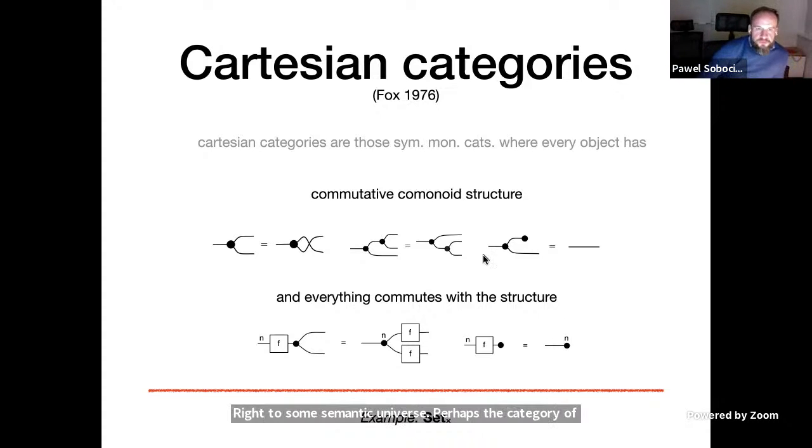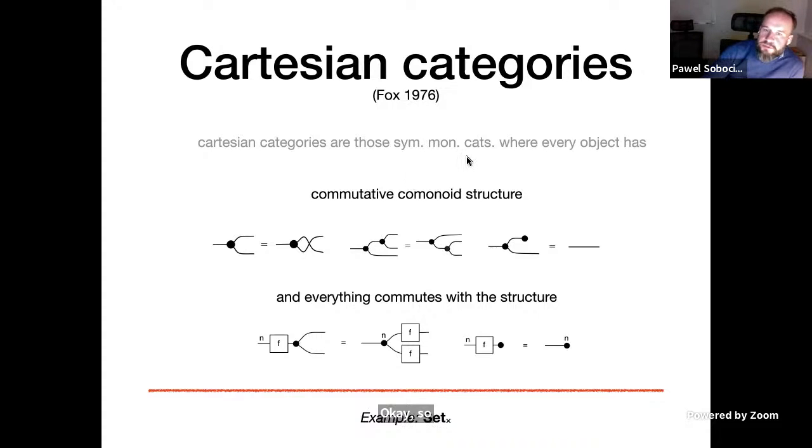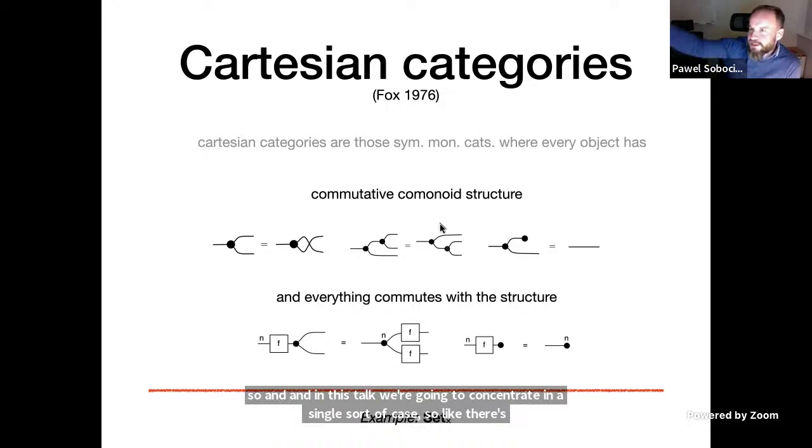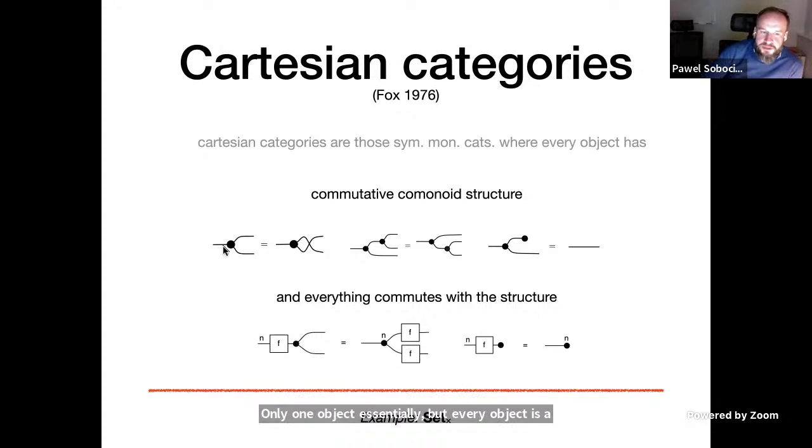Okay, so what did Fox prove? Fox proved that Cartesian categories are those symmetric monoidal categories where every object has a commutative comonoid structure. And in this talk, we're going to concentrate on a single sorted case. So there's only one object, essentially, right? Every object is a tensor product of this object. So there's a generating type, and this guy has a commutative comonoid structure. And moreover, everything commutes with the structure, right? So every diagram has to be natural with respect to the comultiplication and natural with respect to the counits.